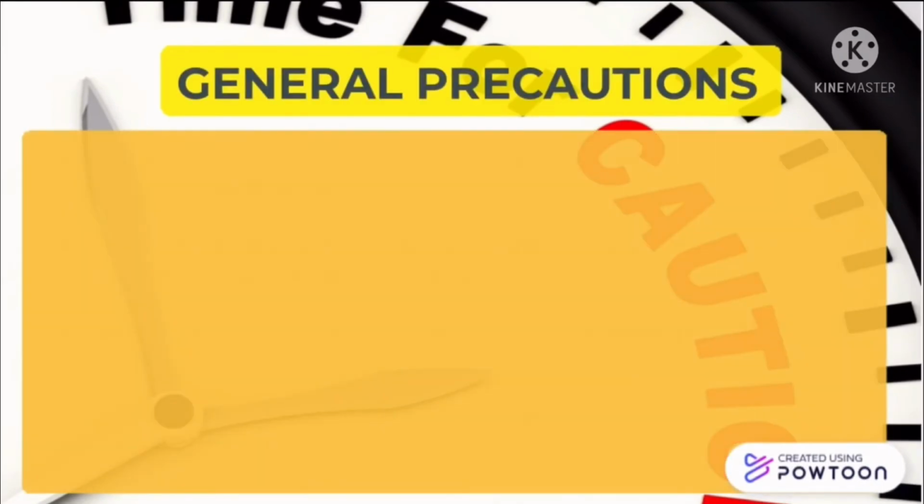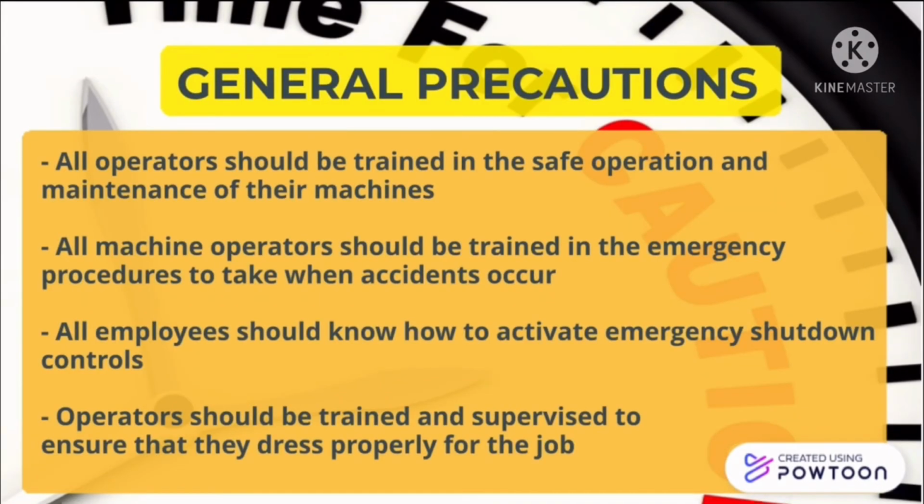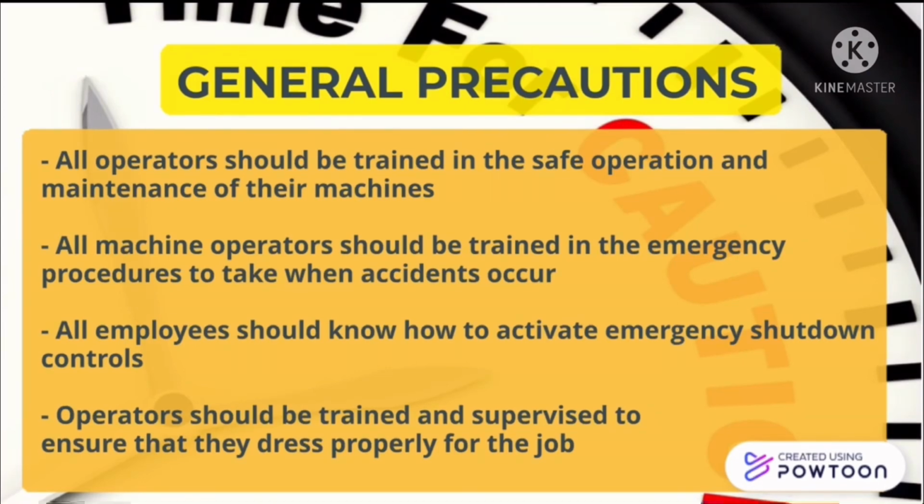Here are some general precautions for handling machines. All operators should be trained in the safe operation and maintenance of their machines. All machine operators should be trained in the emergency procedures to take when accidents occur. All employees should know how to activate emergency shutdown controls. This means knowing where the controls are and how to activate them.